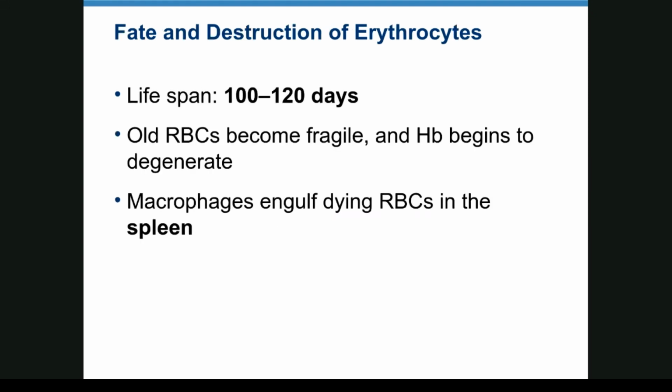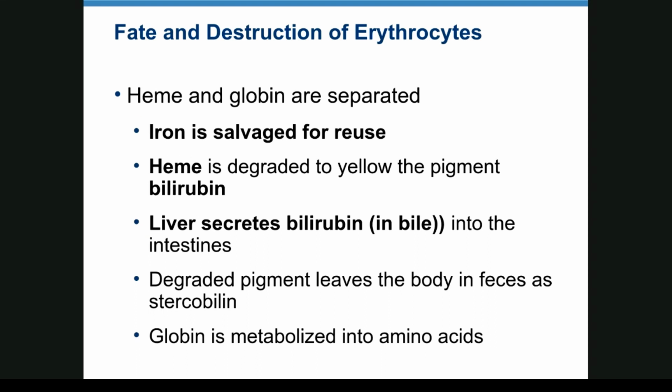Okay, lifespan 100 to 120 days. Old, fragile red blood cells will start to degenerate, and then they'll be filtered out by the spleen, and macrophages in the red marrow and the spleen destroy those red cells. Okay, heme and globin are salvaged for reuse. Iron is recycled. Heme is degraded into a yellow pigment called bilirubin. Liver secretes the bilirubin in the bile.